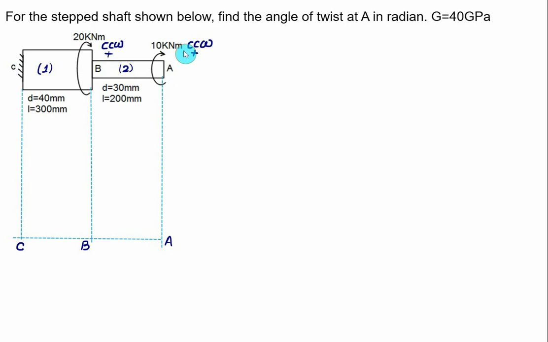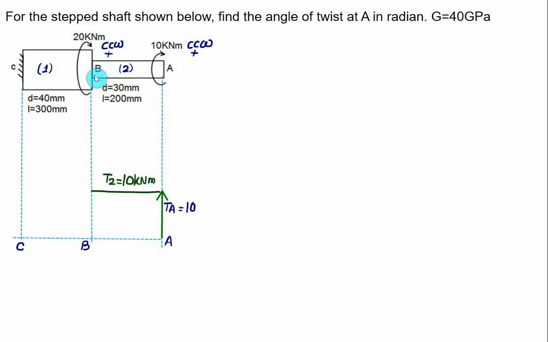At A we have a positive torque to be shown, 10 kilonewton meter. So we'll move vertically upward. This arrow represents the torque at point A, which is equal to 10 kilonewton meter. Between A and B no torque is acting, so that will remain constant. So between A and B the torque remains constant, and this torque is equal to T2, which is the same, equal to 10 kilonewton meter.